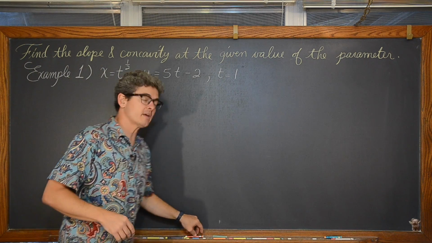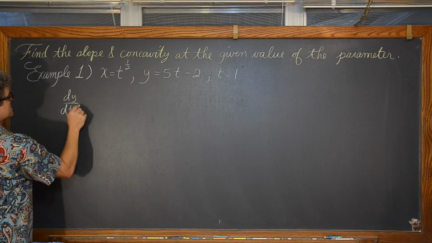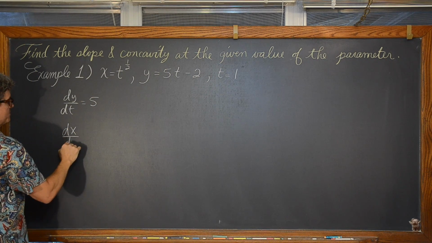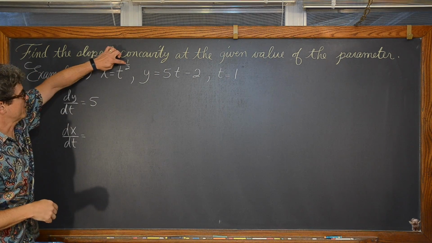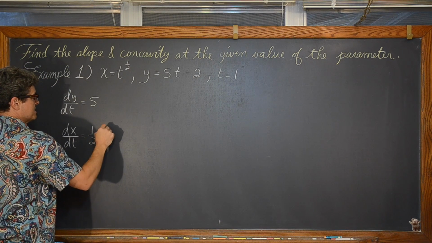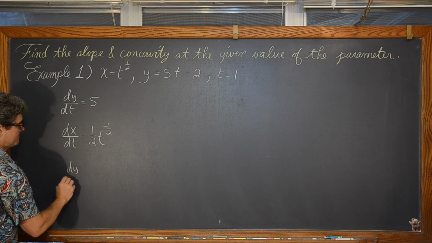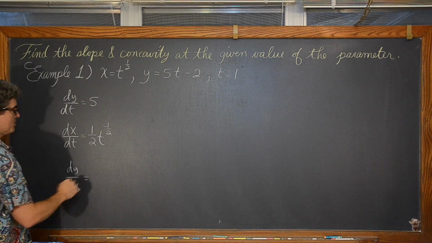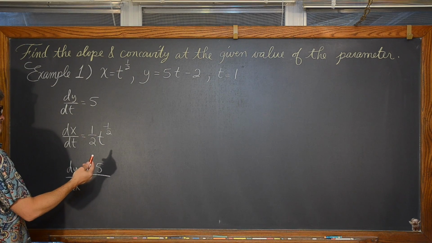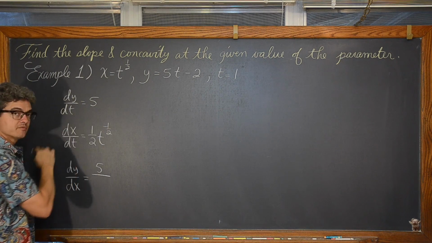So, let's find that first derivative, shall we? We're going to do the derivative of y with respect to t, and of course that's just going to be 5. We have the derivative of x with respect to t, and we're bringing the 1/2 down, so we have 1/2 t, reduce that exponent by 1, so we have 1/2 t to the negative 1/2, which makes our first derivative dy dx equal to, well, dy, which is 5, over, now this has a negative exponent, so I'm going to write this as 1 over 2 times the square root of t.